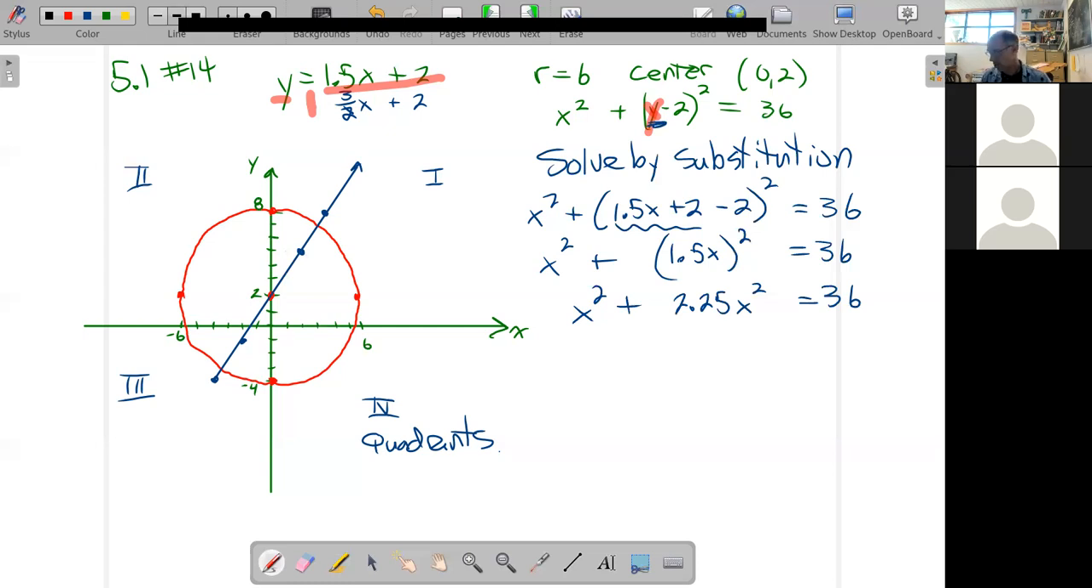All right, so we have 1x squared, we have 2.25x squared. So altogether we must have 3.25x squared equals 36. Divide by 3.25.